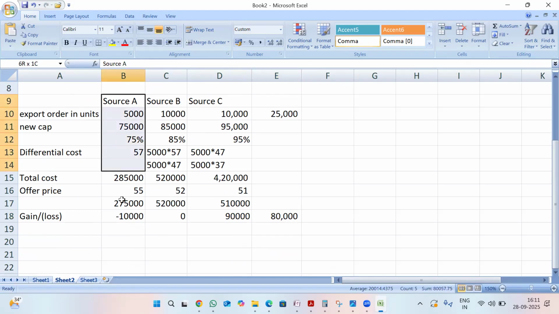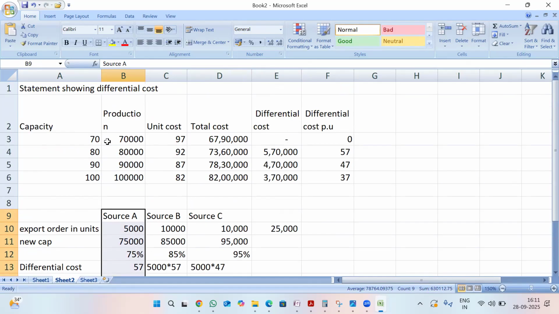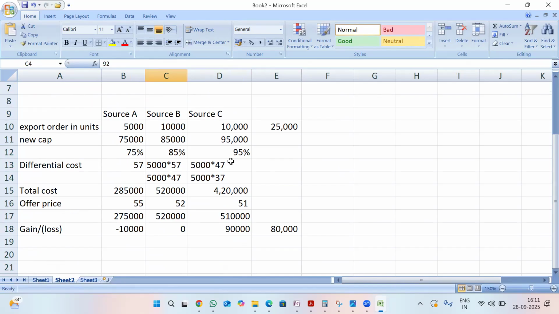If I'm not accepting source A, what will happen? My company will be operating at 70% only, right? So I would incur a cost of 92. Then again, it will be a loss here. So my differential cost will be 57, but my offer price is 51. So I can't accept a single order, because my capacity will be getting affected. Since my capacity is increased, my differential cost is also varying. So hope I am clear here.